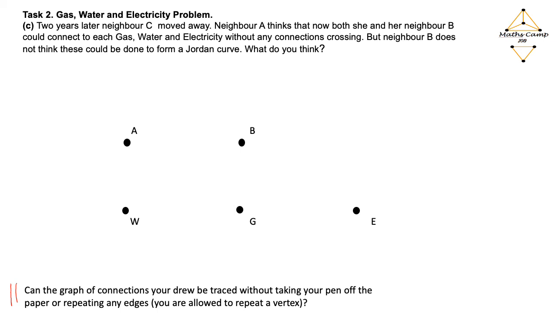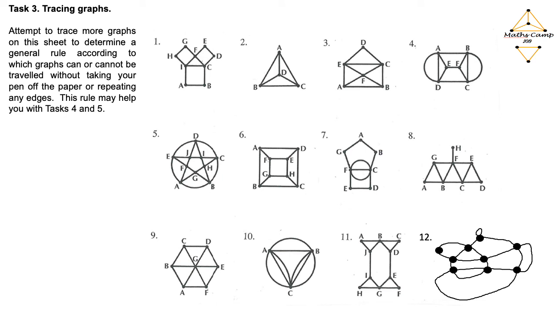Task 3 is about tracing graphs, and I've got 12 graphs for you to start thinking about. For example, if I draw it like that, and this, it is a closed curve. It's not simple. There is a loop. But can you trace it in such a way that you start at one point and finish in the same point or in a different point? What is important is that you don't take your pen off the paper.